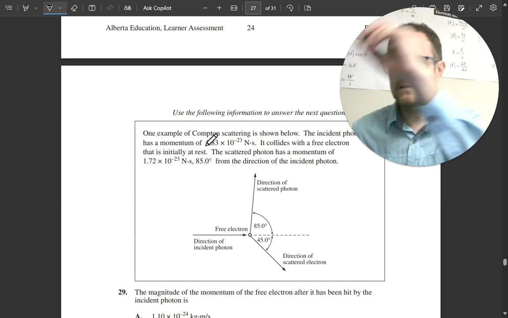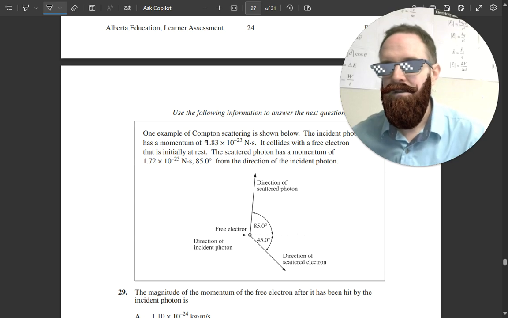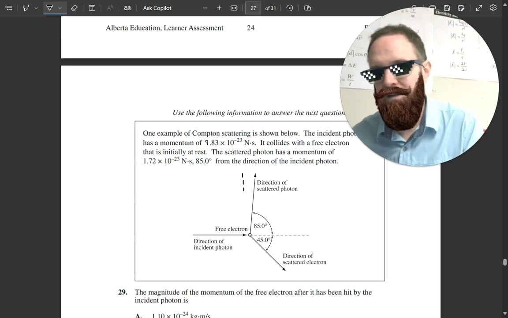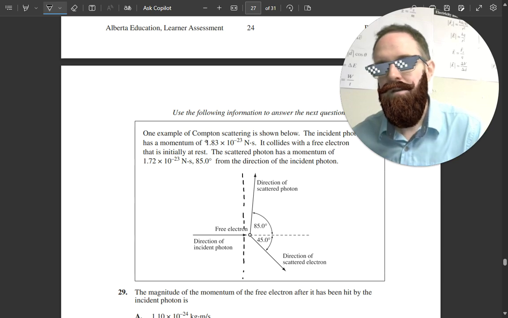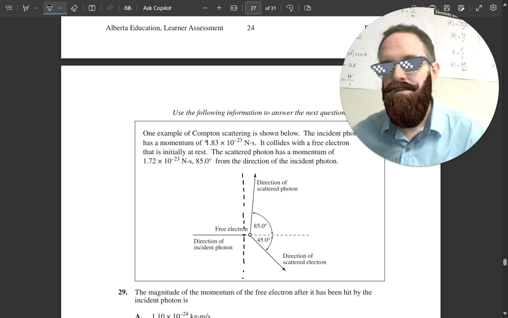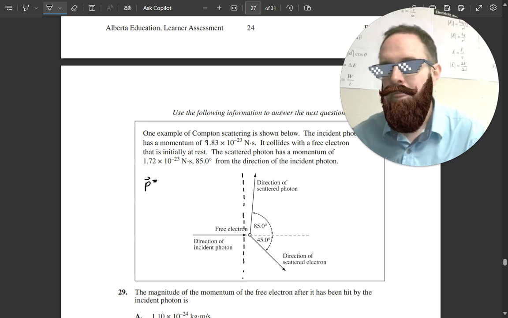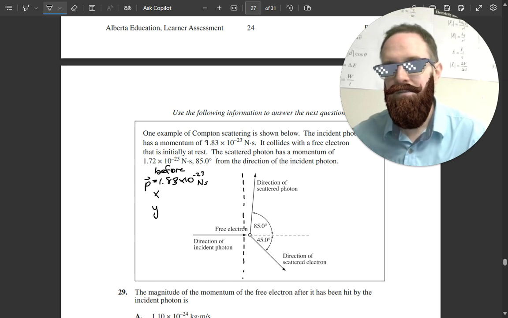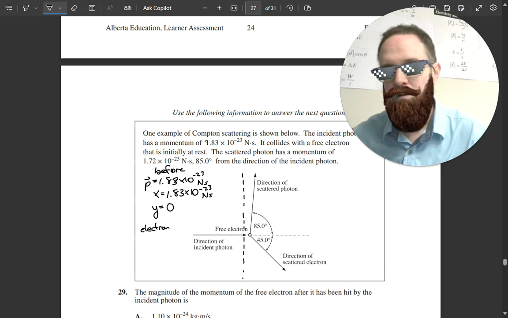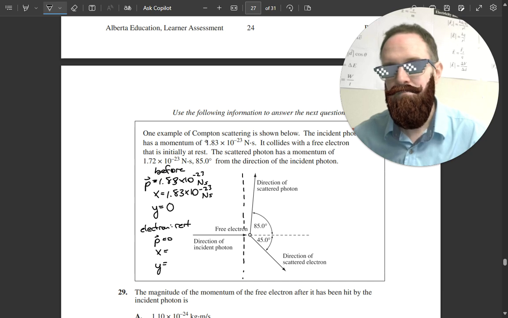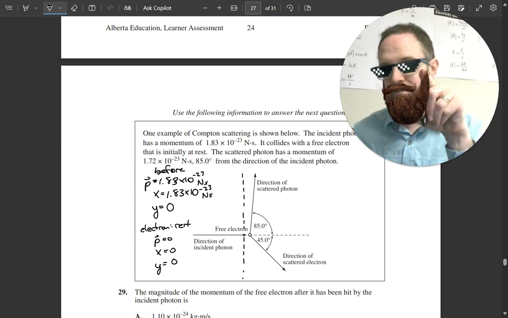So it's nice they gave us all these momentums, which makes our questions a little bit easier. So before the collision, if I put a little dotted line here, what kind of momentum do we have? Our momentum of our photon before is going to be 3 times 10 to the negative 23 Newton seconds. If I break this up into its x and y based on the picture, it looks like it's all x, but no y. The electron is at rest, so its momentum is 0. Its x and y are both 0. Everything's got to add up to that x value that we have there.